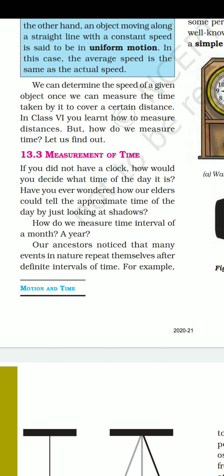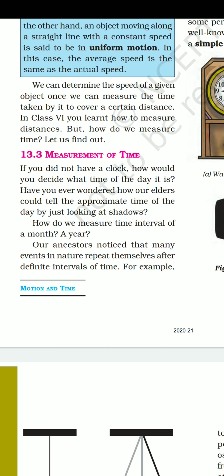Do you remember? In earlier days there wasn't any clock, but even then our elders used to tell the time without looking at a clock, by looking at the shadows. So now let's see, how do we measure the time interval of a month, a year?